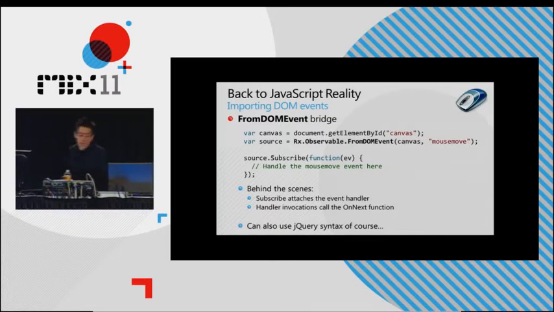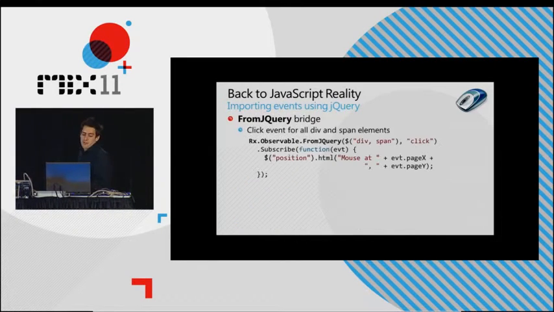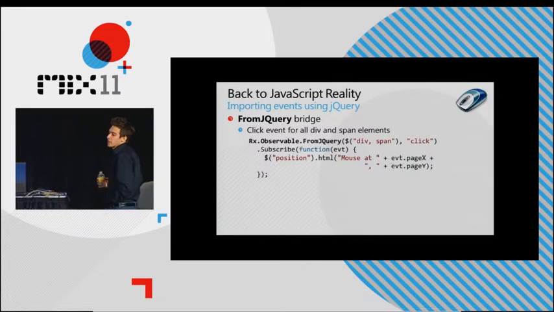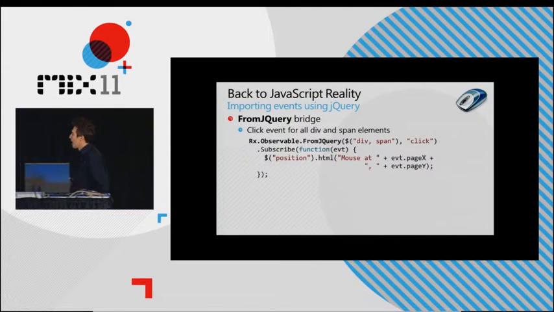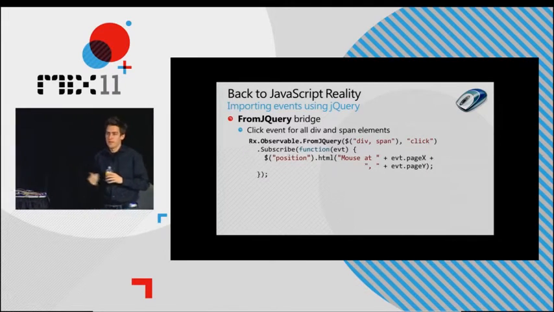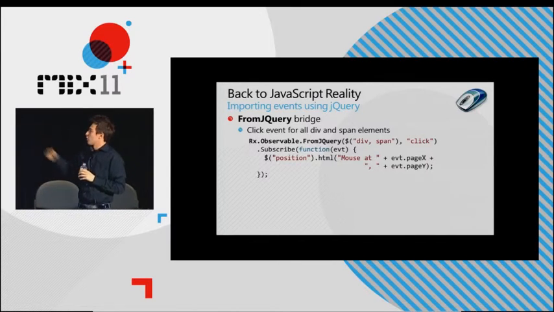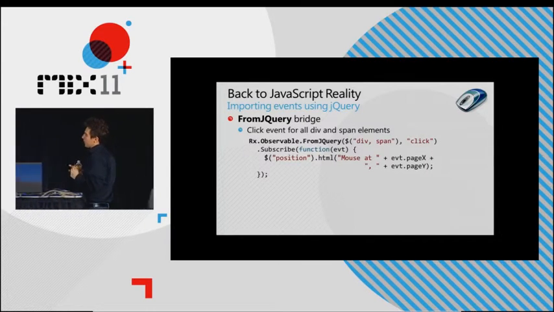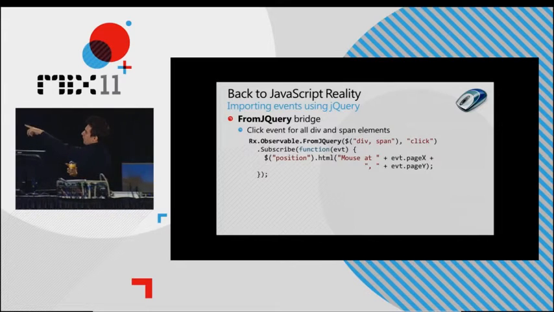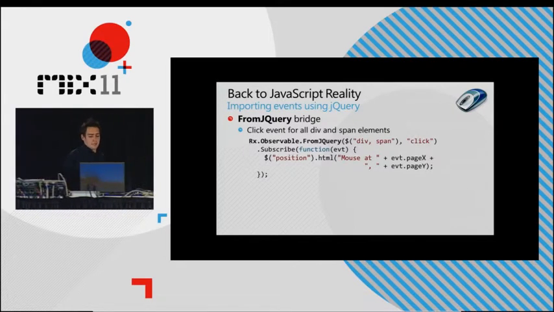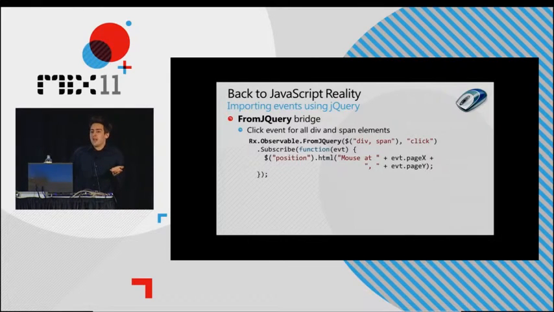Now you can also use jQuery syntax. We actually have rx.jQuery.js, where you have operators like this from jQuery, where you can use all the familiar syntax that you've used before. And in this case, I'm listening to the click event on div and span elements. And then in the callback function, I'm basically saying where the mouse is at this point in time. Of course, instead of doing event.pageX and event.pageY in my handler, I could have used the select. I could have projected my sequence of DOM events into a sequence of JSON objects containing X and Y. I could start shifting logic around here if I want to.